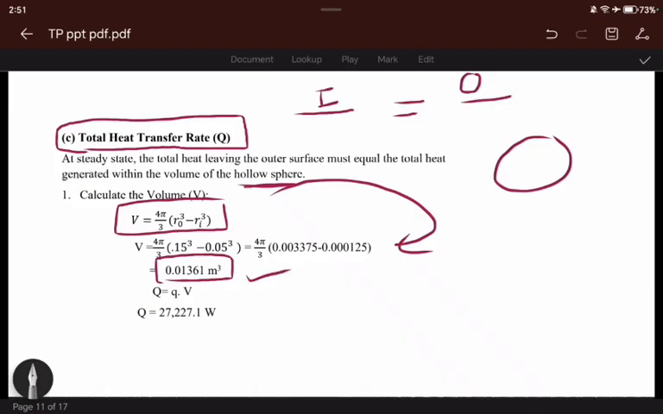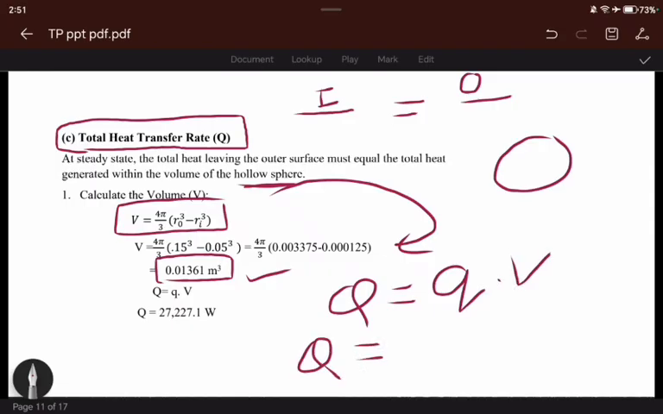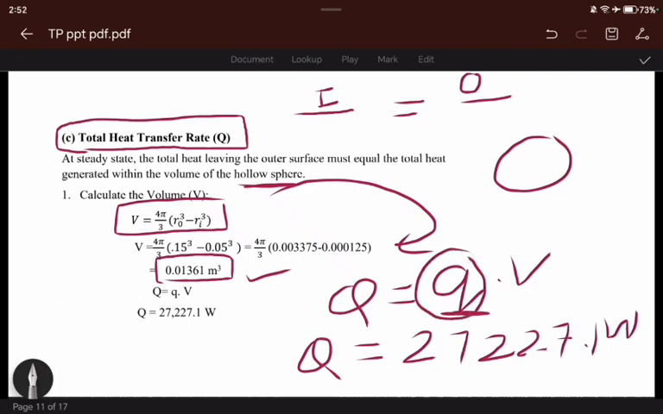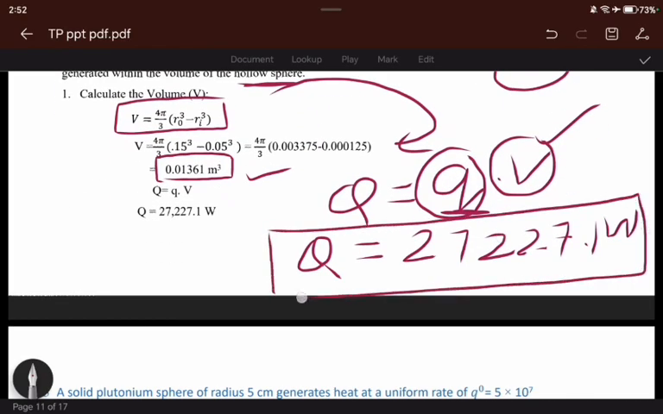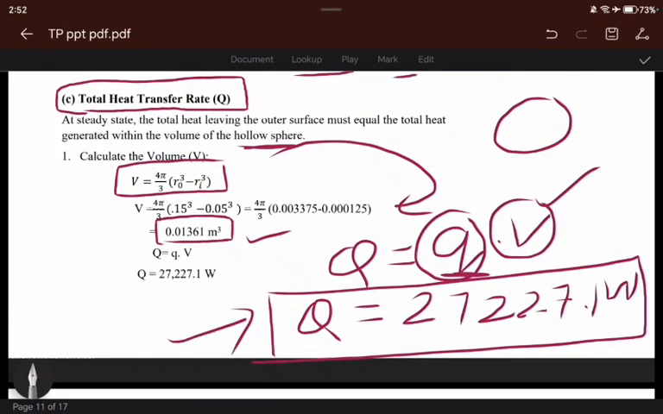We will get our volume for this hollow spherical shell, that is 0.01361 meter cube. So now we have to find the heat transfer rate, that is Q is equal to q dot V. So Q is nothing but 27227.1. Heat generation is already given in this question and volume we have found here. So here we have finished with our numerical, and the last part of this question, that is total heat transfer rate, is 27,227.1 watt.